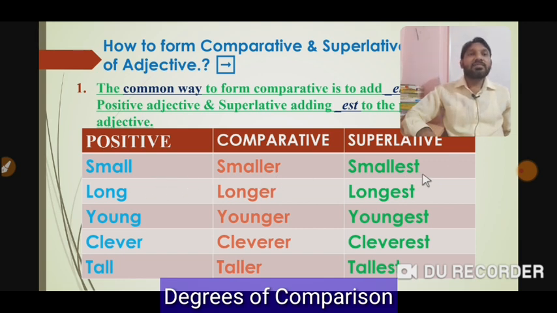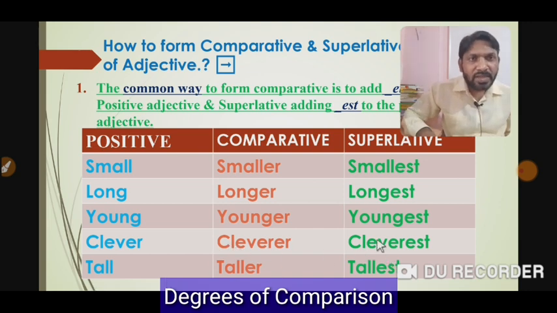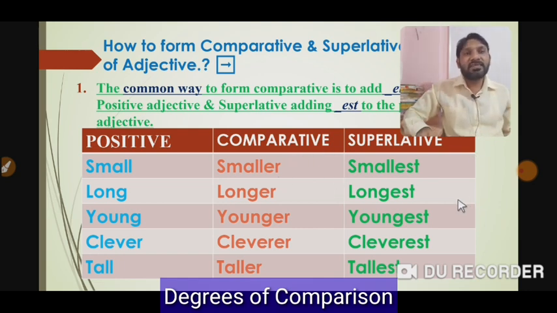Small, smaller, smallest. Long, longer, longest. Young, younger, youngest. Clever, cleverer, cleverest. Tall, taller, tallest. Okay. So here, to form the comparative and superlative, we have added er and est respectively to the positive form of the adjective.